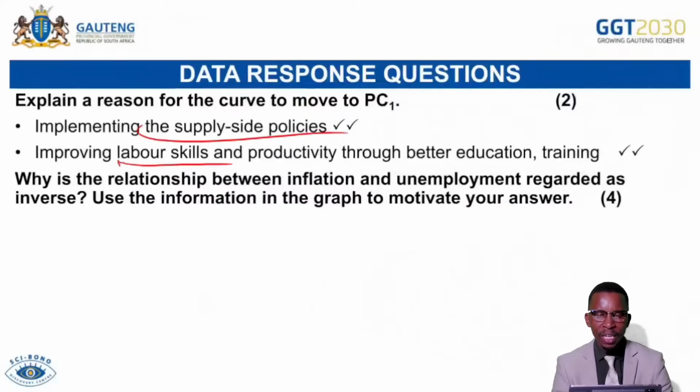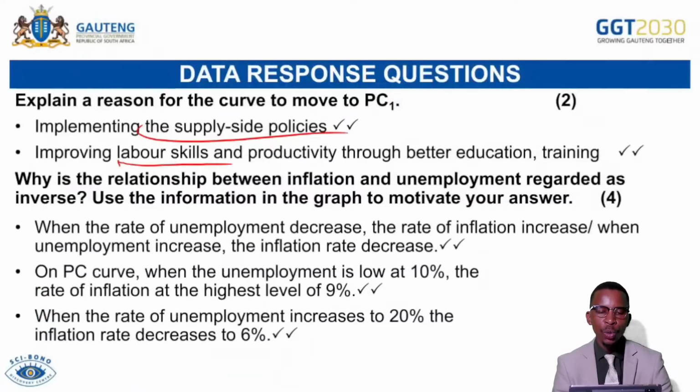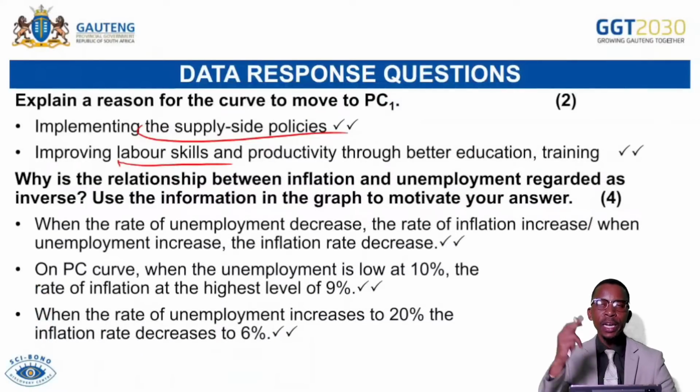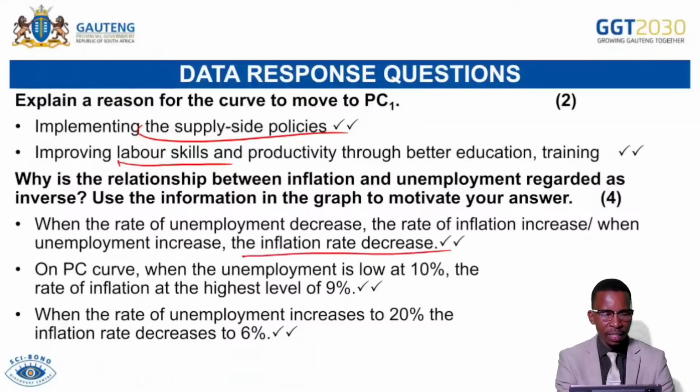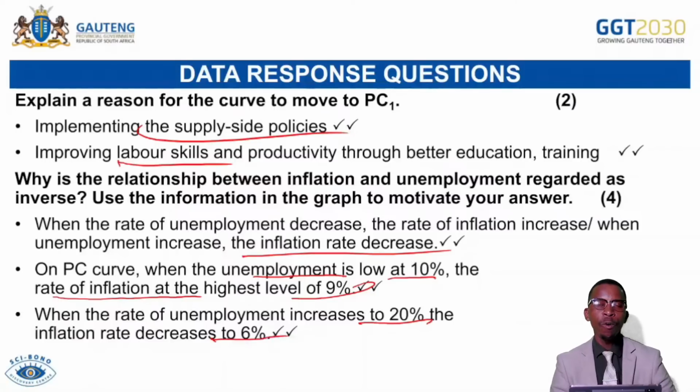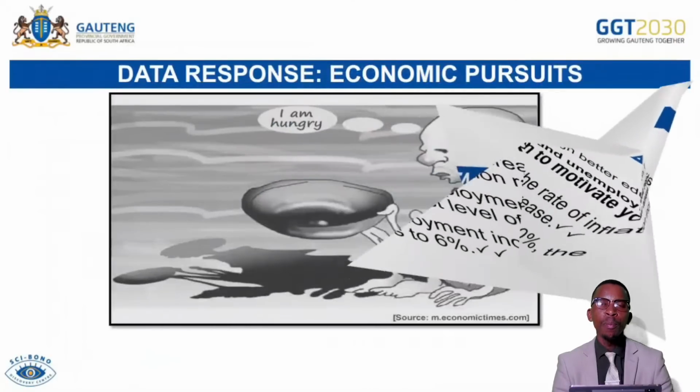Why is the relationship between inflation and unemployment regarded as inverse or negative? Use information in the graph to motivate your answer. So it is very important for you to ensure that you link to the graph as you answer the question. When the rate of unemployment decreases, the rate of inflation increases. When the rate of unemployment increases, the rate of inflation decreases. On the PC curve above, when unemployment is low at 10%, the rate of inflation is at the highest of 9%. When the rate of unemployment increases to 20%, the inflation rate decreased to 6%. Therefore, there is an inverse or negative relationship between unemployment and inflation rate as for the Phillips curve.